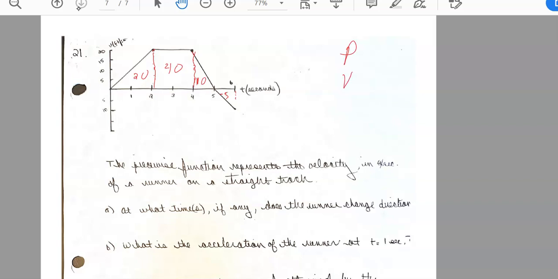Same idea: position, velocity, acceleration. You are given a velocity graph, so we should now be able to answer any of these three things, a position, a velocity, or an acceleration. In this one, A, at what time, if any, does the runner change directions? Same idea. We're looking to see when our velocity equals 0 and changes signs. So that's going to be at the time of 5.